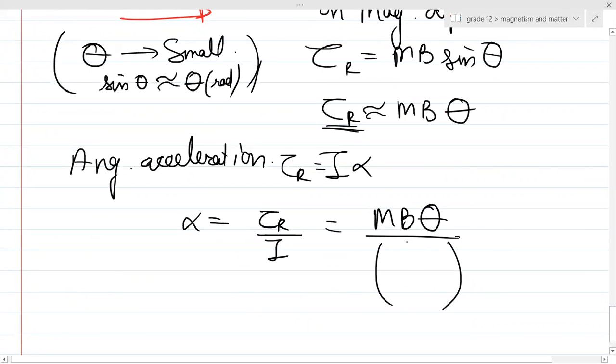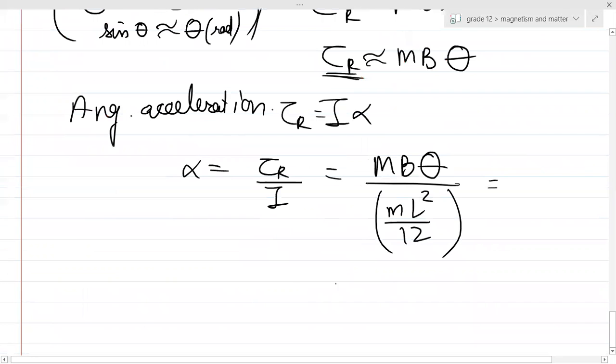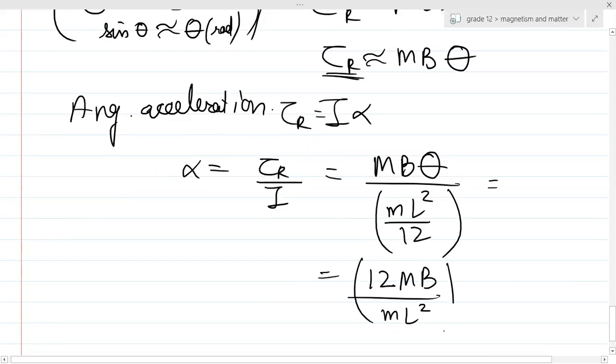Chapter rotational motion. Yes, ML square by 12. Very good. So ML square by 12. Please remember, this mass is the small m. They have given mass as small m, right? So small m L square by 12, and from here I can solve it. Can I write it as 12 mB upon mL square? Can I write it like this?